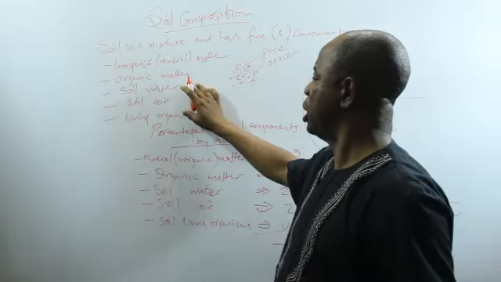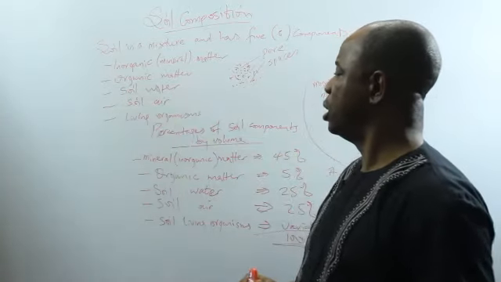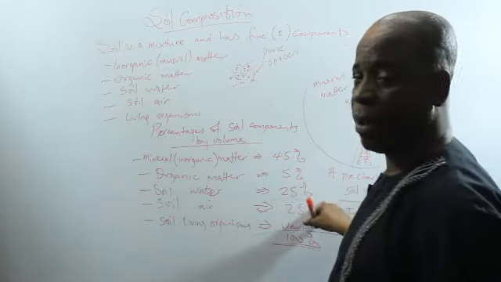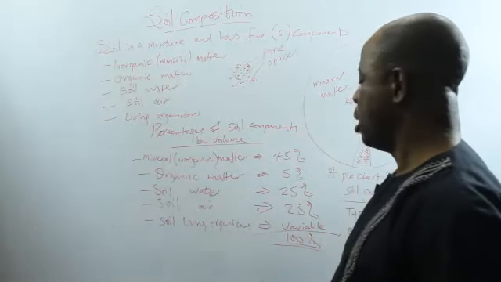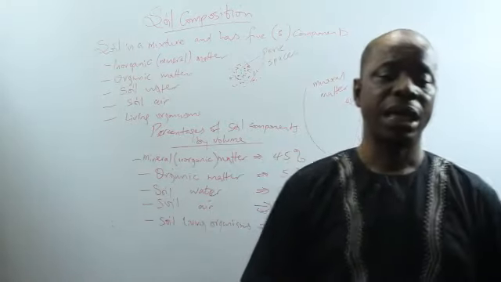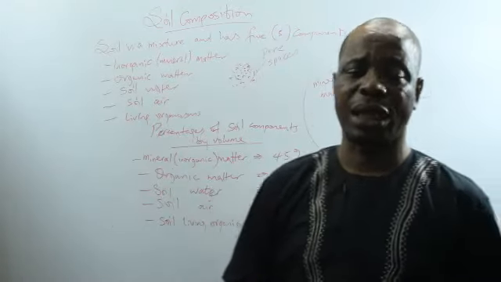The soil water and soil air, the percentage by volume of each of them is 25%, making 100%. But living organisms is variable because living organisms are mobile. They can move from one place to another. You cannot totally trap them down.